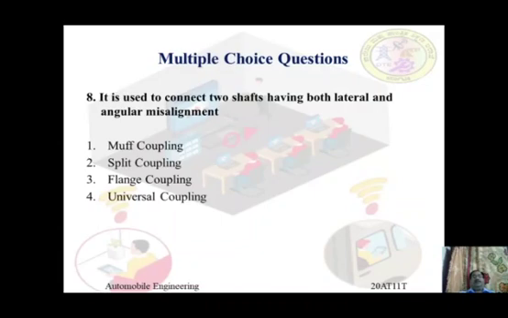So dear students, here options 1, 2 and 3 are examples of rigid coupling. So rigid coupling connects only two shafts having perfect alignment. But here the question is, it is used to connect two shafts having both lateral and angular misalignment. So that is flexible coupling. So the universal coupling is the example of flexible coupling. So here the option is number 4, that is universal coupling.